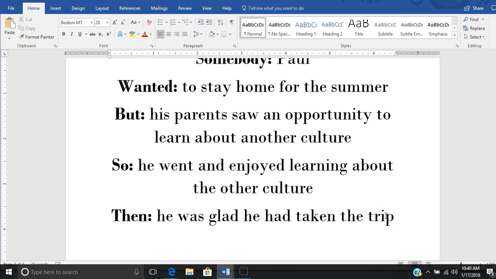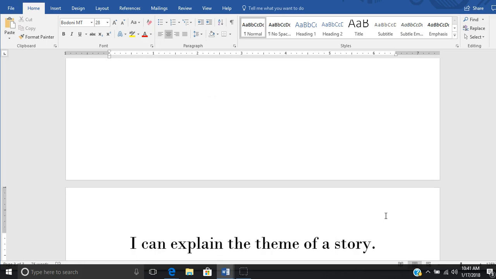But that's not where we're going to end today, because yesterday you learned about summarizing, and we've summarized stories before. So we're going to go on to theme in this story. So on the next clean page, or if you still have room on the page you were writing on, you could just continue on that page. But I want you to write the I can statement. I can explain the theme of a story.